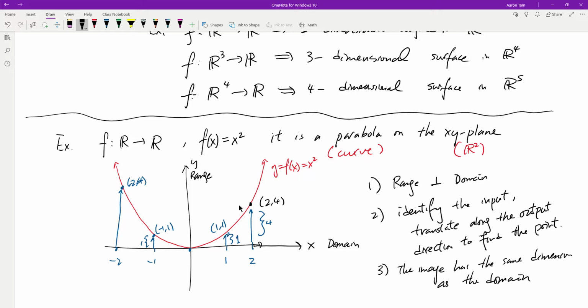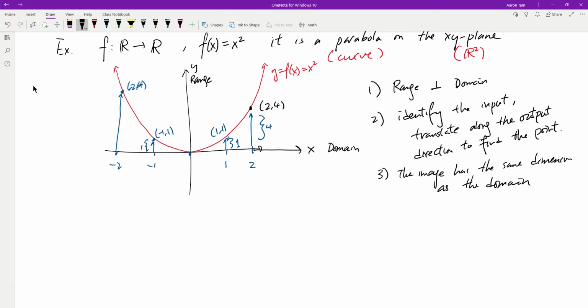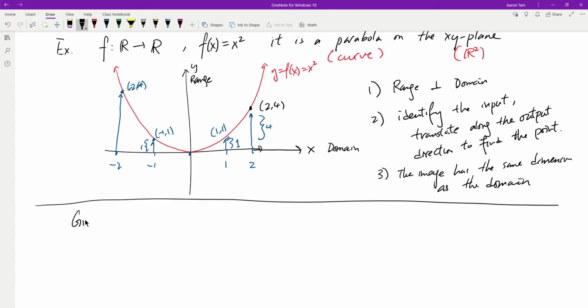So now that we have understood some of the basic concepts of how to draw this graph, we are ready to talk about what if we graph a function that maps from R2 to R. Now let's say we're given a function f that maps from R2 to R. First of all, let's not try to figure out what function it looks like, but I will define it as f of (x, y) equals z.